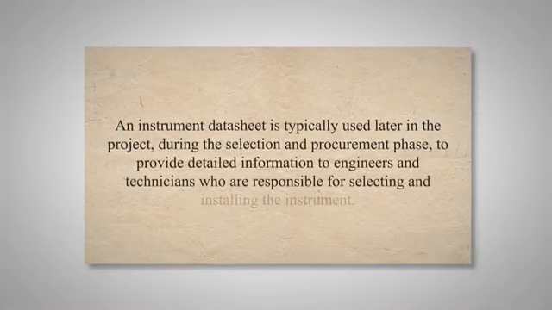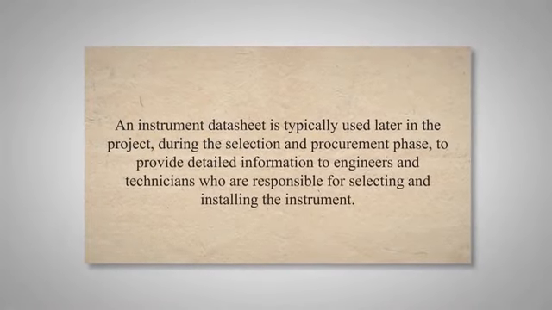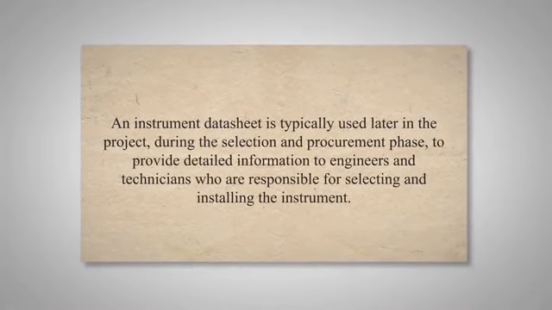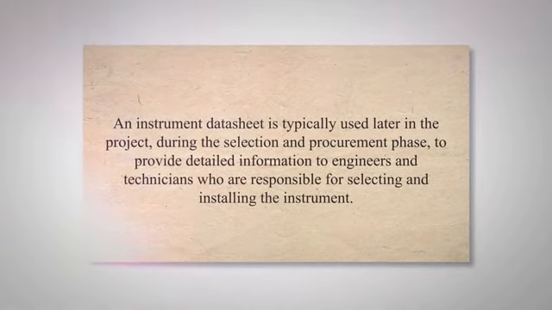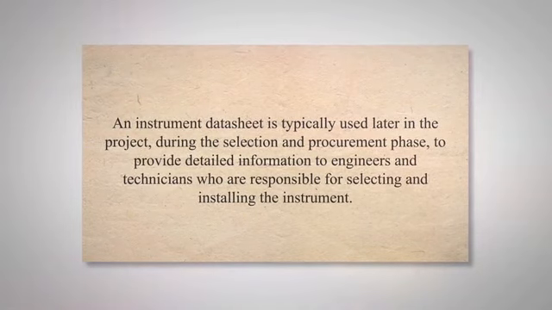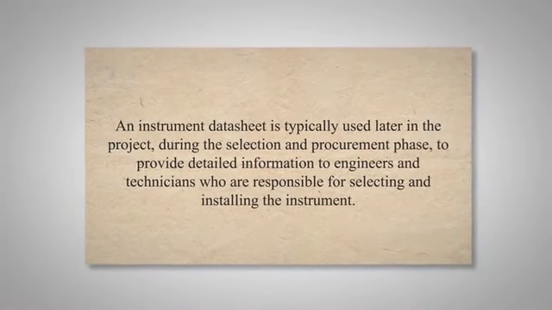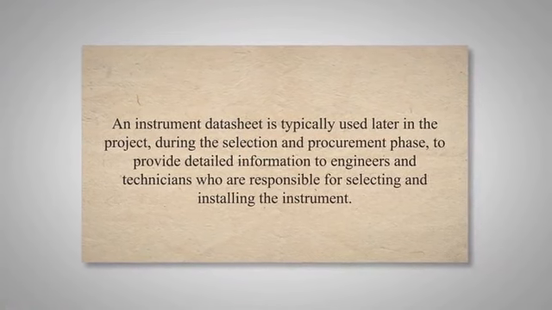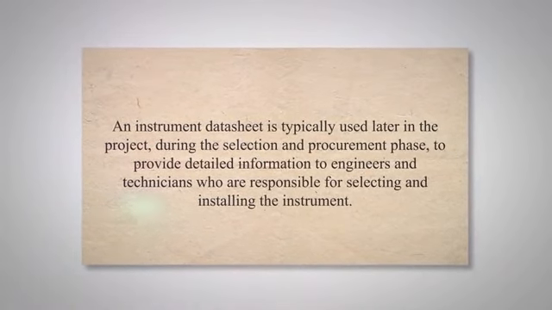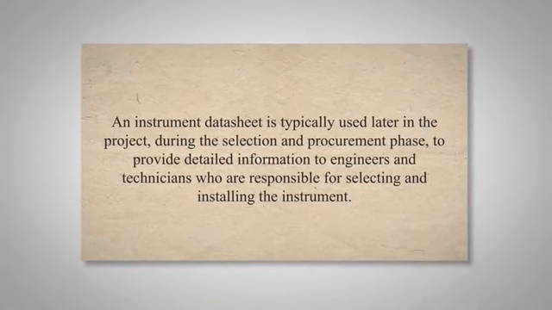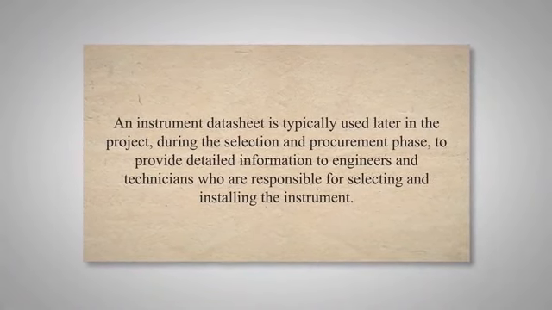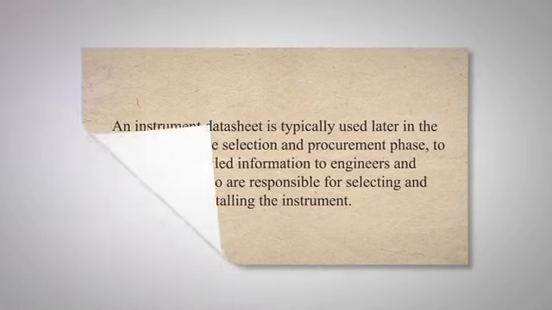Use: an instrument specification is often used in the early stages of a project, such as during the design phase, to help stakeholders understand the capabilities of the instrument and how it fits into the overall system. An instrument datasheet is typically used later in the project, during the selection and procurement phase, to provide detailed information to engineers and technicians who are responsible for selecting and installing the instrument.